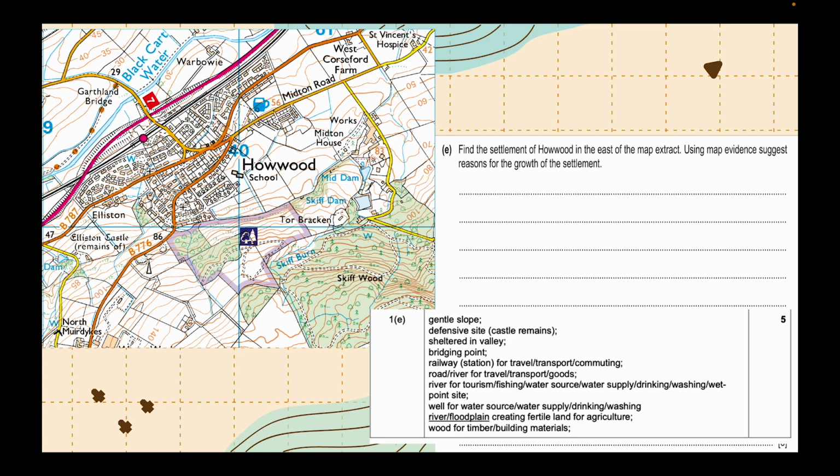So obviously, a gentle slope: the fact it's a gentle slope makes it easier to build settlements and expand communities, for example. Any of these features, a railway station, for example, is useful for travelling, transporting goods, commuting. Similarly, it's close to a river here, Black Cart Water. Again, why is a river useful? Well, for travel, transport, goods, as well as tourism, fishing, water source, water supply. Any of these would be credited here. You can read the others as well.